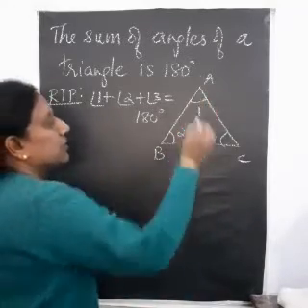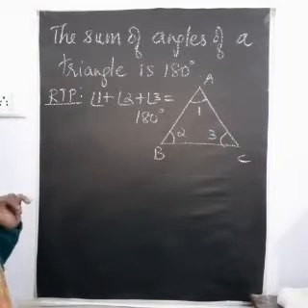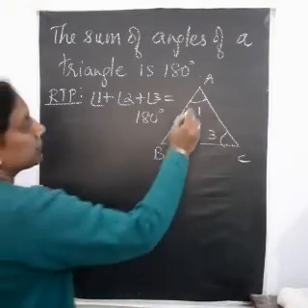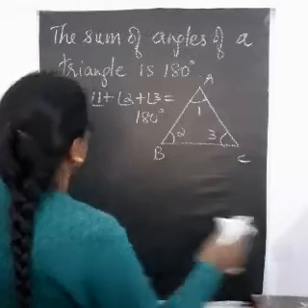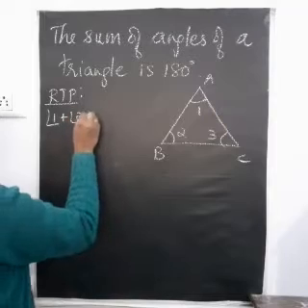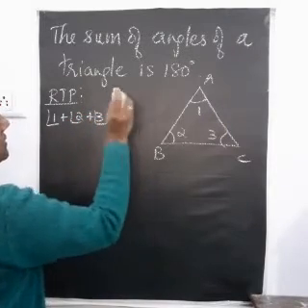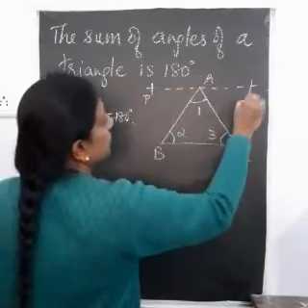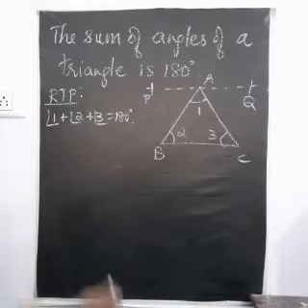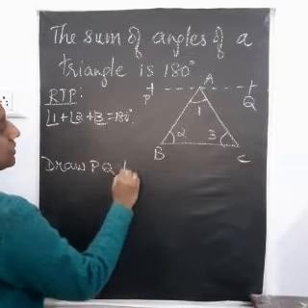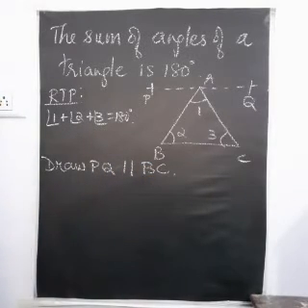So what we have to do is let us use the theorems that we have learned regarding parallel lines. So first I am going to draw a line parallel here. Write it here: angle 1 plus angle 2 plus angle 3 equal to 180. So let me draw a line here, PQ, which is parallel to BC. Draw PQ parallel to BC.